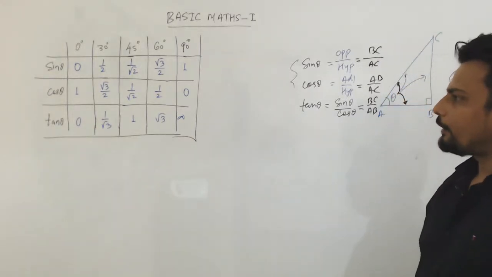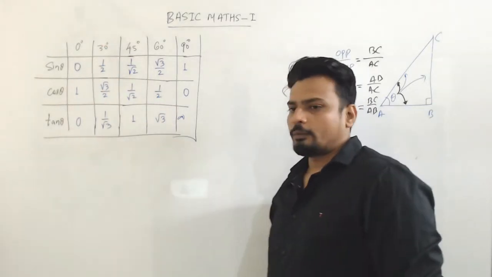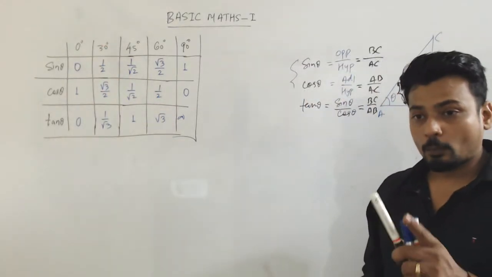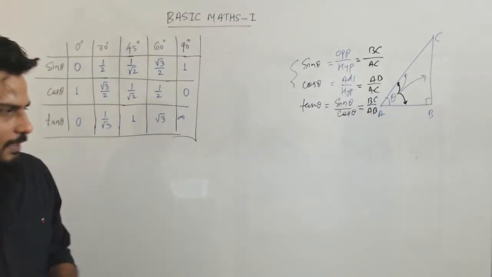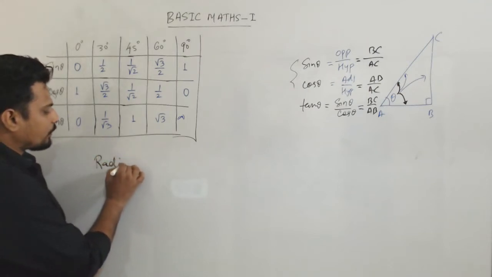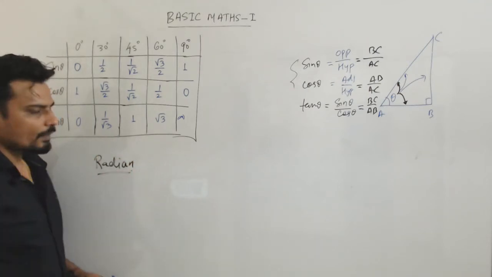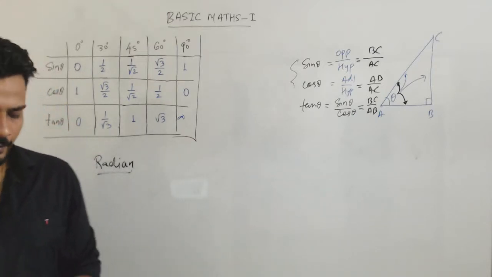Okay, before I go ahead, degree is one of the measuring units for angles. We have one more that is called radian. So let's quickly understand a little bit about radians. Radian is another way to measure the angle. Let us first define the meaning of radian, how the radian is defined.